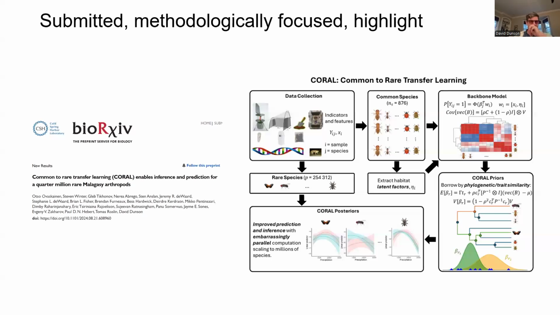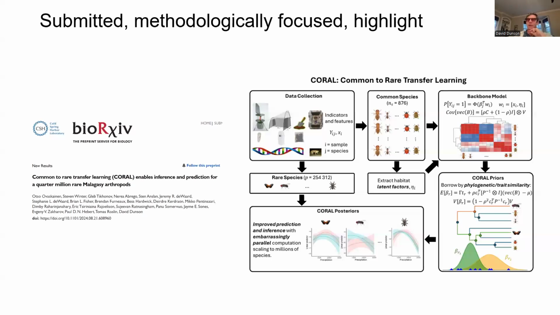And so we came up with this common to rare transfer learning approach, where we would take the common species and fit an HMSC, and use that to extract latent covariates or latent factors of each sample, which are explaining a lot about the conditions in that sample. It makes sense to then use those factors in a sort of backbone model for the other species, use those factors to explain the dependence in the rare species. And so we use the common species to infer about the rare species.